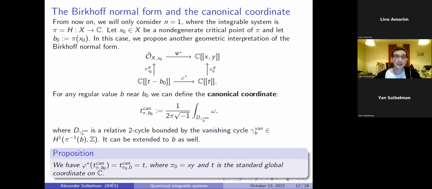So in this case, we can introduce something called the canonical coordinate. This is essentially another geometric way of interpreting the Birkhoff normal form. I can define it in terms of an integral over this relative two-cycle bounded by the vanishing cycle in the fiber of my integrable system defined by h.